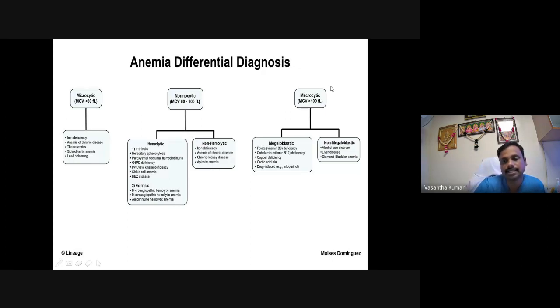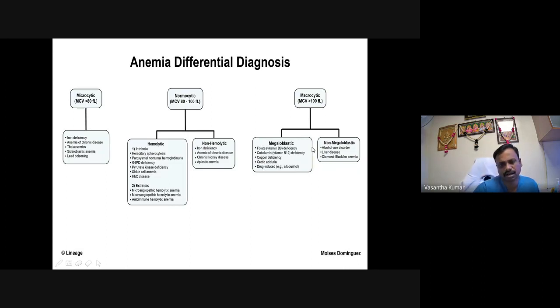Next in the list is the macrocytic anemia. In macrocytic anemia, that means MCV is more than 100. It could be either megaloblastic or non-megaloblastic. In the megaloblastic, the commonest causes are folic acid or B12 deficiency. And next is copper deficiency. And next is orotic aciduria and drug-induced causes like allopurinol.